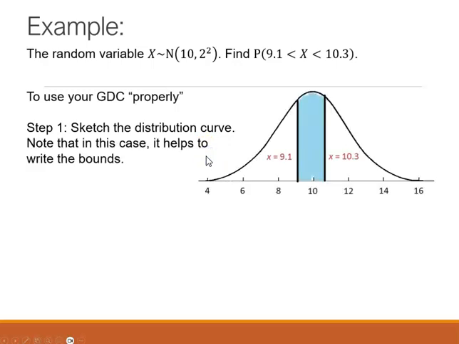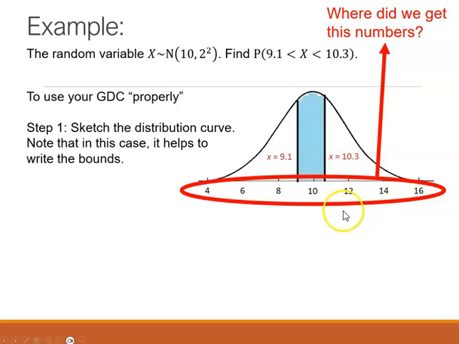Or we can just use our graphing calculator. So I'll start by sketching my picture. So here's my curve. 10 is the center. Each tick mark is 2 away. Why are my tick marks 2 apart? The standard deviation is 2. How many tick marks should I include? You should always have 3 on either side of the mean. How did I know the mean was 10? The problem told me. Everybody's okay? All right.